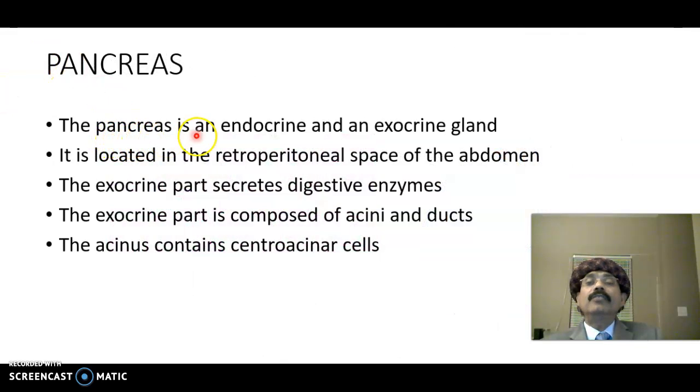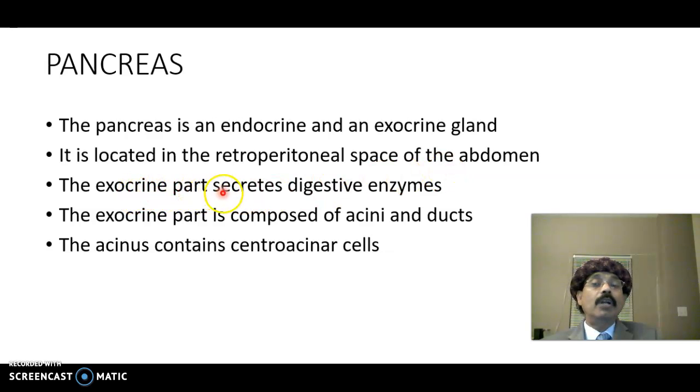The pancreas is an endocrine and exocrine gland. Why endocrine? Due to the presence of the islets of Langerhans. Exocrine because it has secretion, pancreatic juice that opens into the second part of the duodenum. It is located in the retroperitoneal space of the abdomen in the posterior abdominal wall.